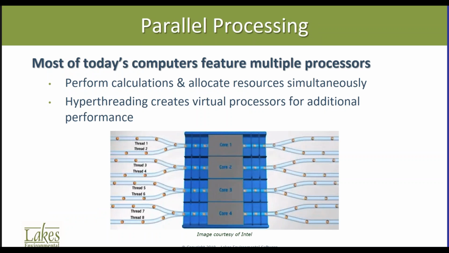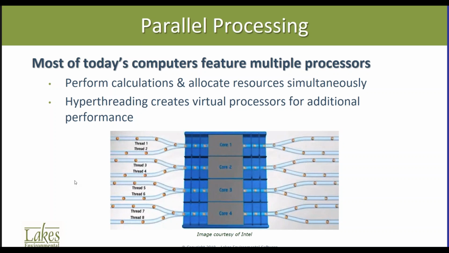Now, for most personal computers, the way that this has been worked with is parallel processing. Most of today's computers, a base computer that you buy just off the shelf, is probably going to have a hyper-threaded single processor or two or three or four processors just off the shelf. And this helps perform calculations and allocate resources simultaneously.